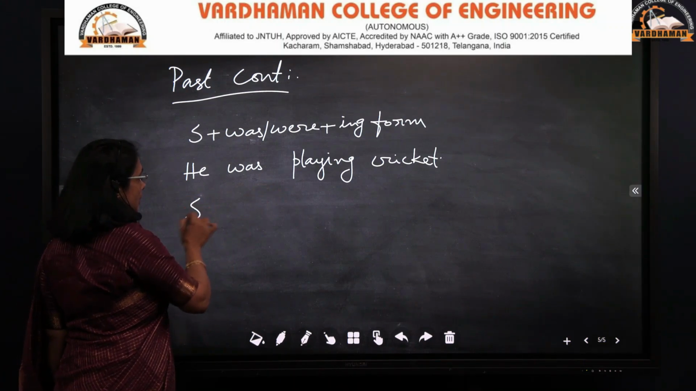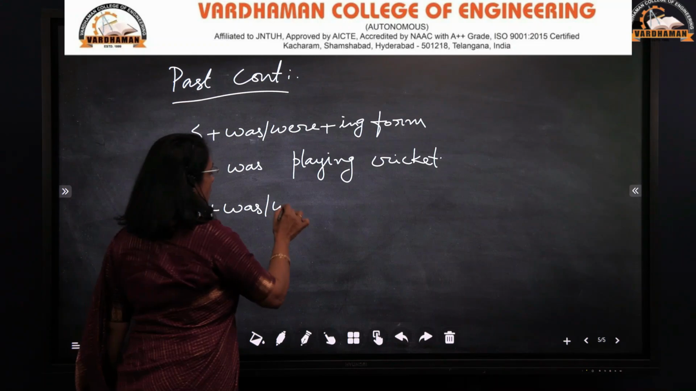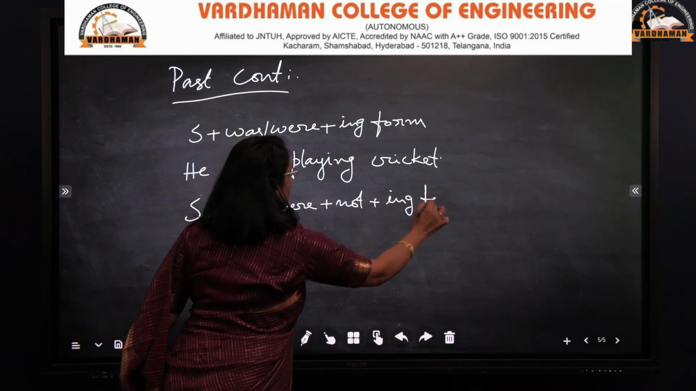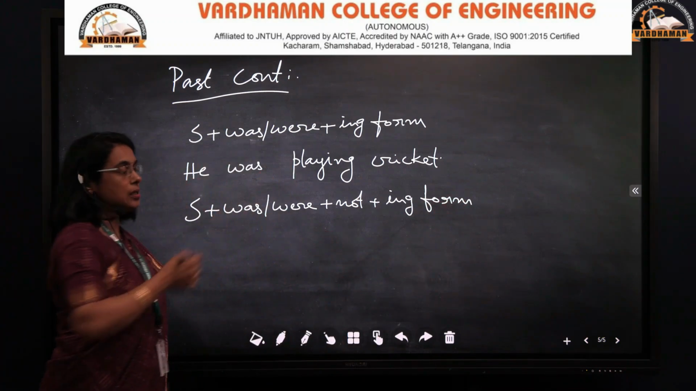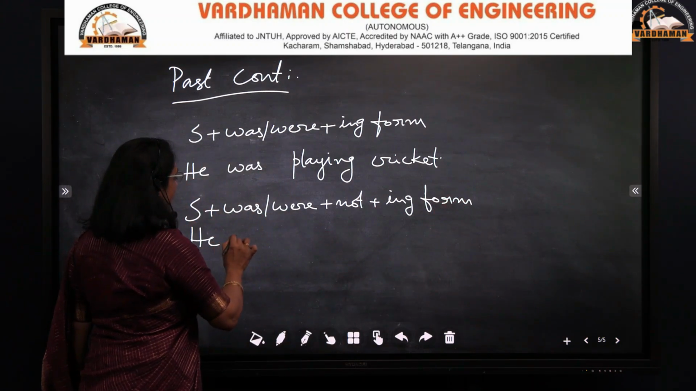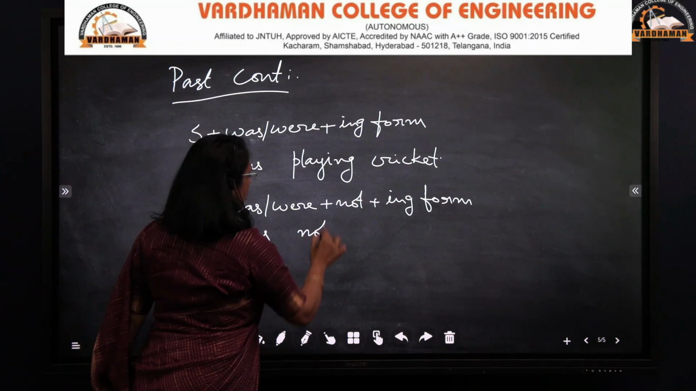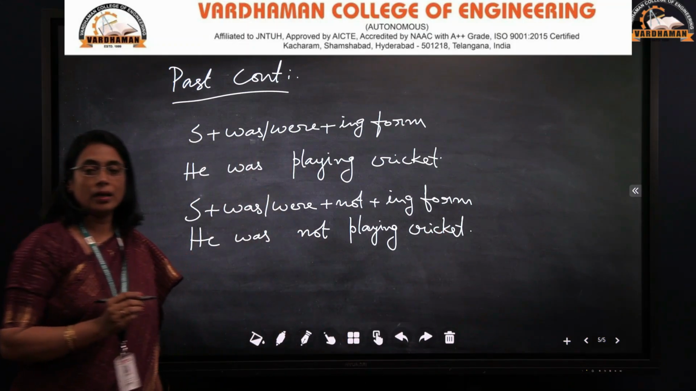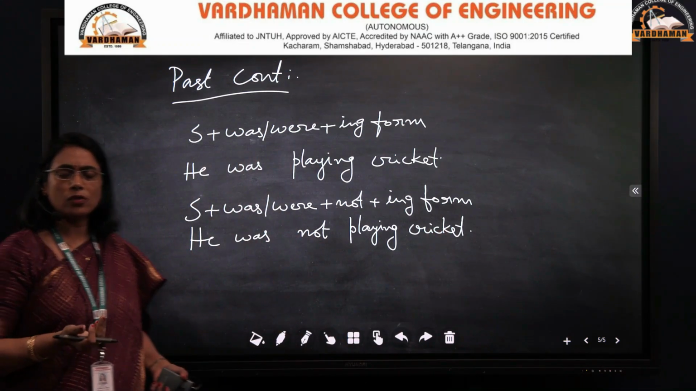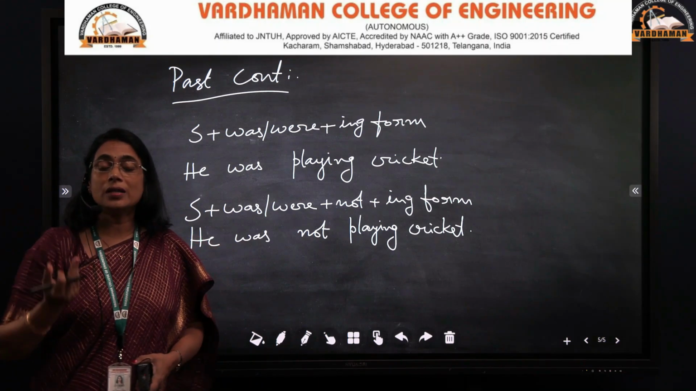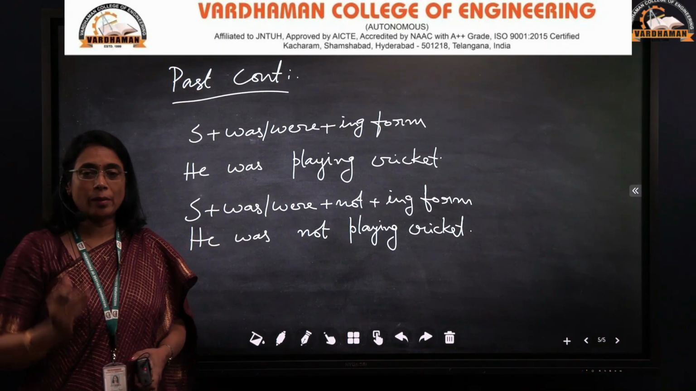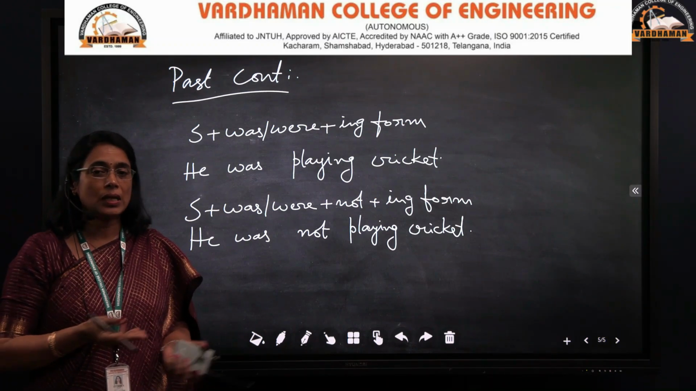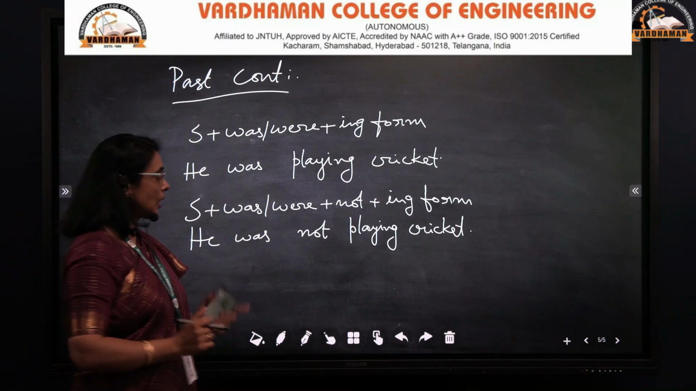Suppose you want to go for a negative sentence: subject plus was or were plus not plus ing form. The same sentence, if you convert, he was not playing cricket. He was not playing cricket. Or we can go for any number of sentences. So this is rather easier if you learn the sentences by using the structure. It's something like mathematics we can say. So there we use different helping verbs in the present continuous and past continuous. Rest of the things are same. It's easy to understand.